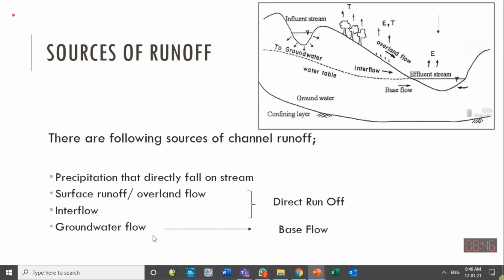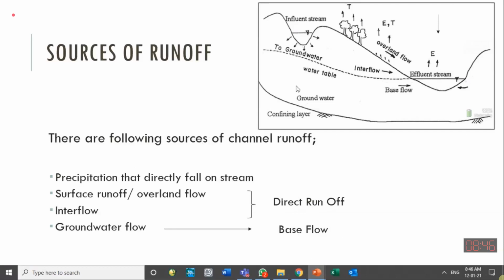But groundwater is more permanent, and it continues even months after the rainfall is not occurring in the catchment, and it is dependent upon the water table level, how much above the stream bed it is. So if it remains above the stream bed, groundwater flow or the base flow will remain in the channel.